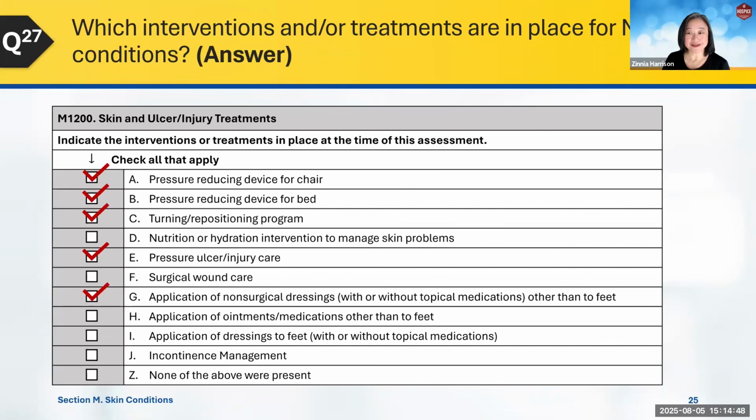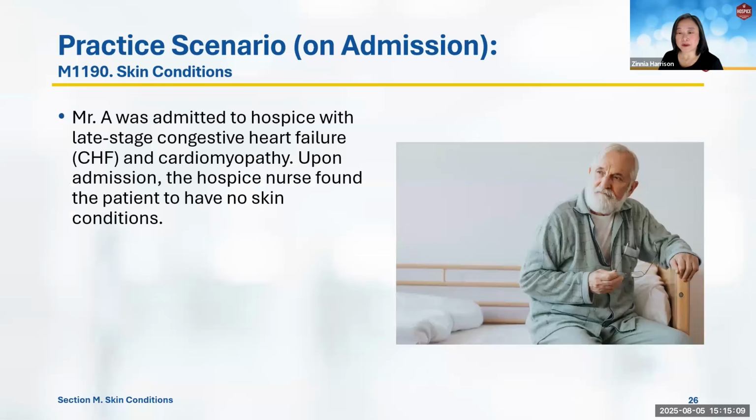And let's look at the answer. So what you should have checked is A and B for pressure reducing devices for the chair and the bed. C was turning and repositioning program. The E for the pressure ulcer care, and G, the application of non-surgical dressing with topical medications. Okay, so we'll go to the next slide with the scenario, but I'm not going to have you poll for a little bit, just maybe for 1 or so, give you a little break.